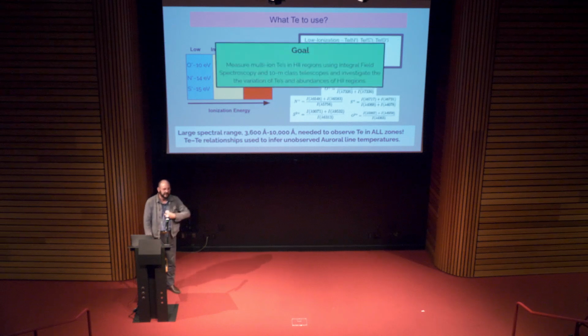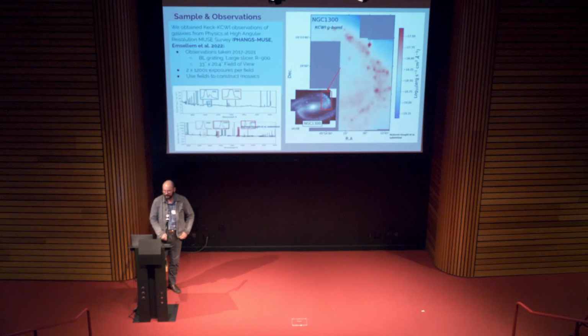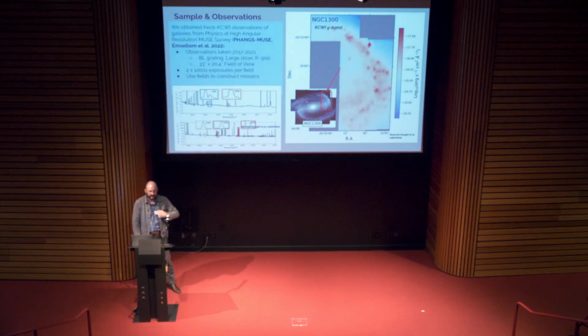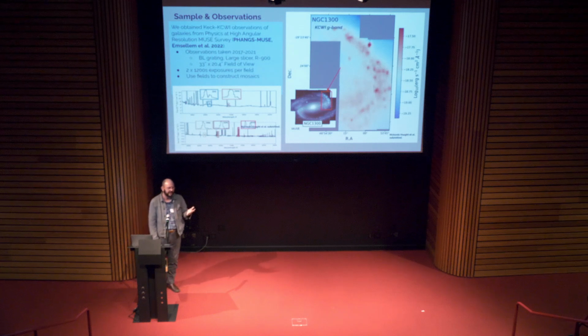So the goal of this study was to go out and measure all these temperatures using IFU spectroscopy and the power of 10-meter class telescopes to learn more about what may be driving variations in temperature and ultimately variations in abundances in H2 regions. So we obtained Keck KCWI observations for galaxies pulled from the PHANGS-MUSE sample. The PHANGS-MUSE survey consists of full data cubes, mosaics of galaxies within 20 megaparsecs. And I think it's about 90 galaxies at this point in the survey, with maybe 20 with MUSE coverage.